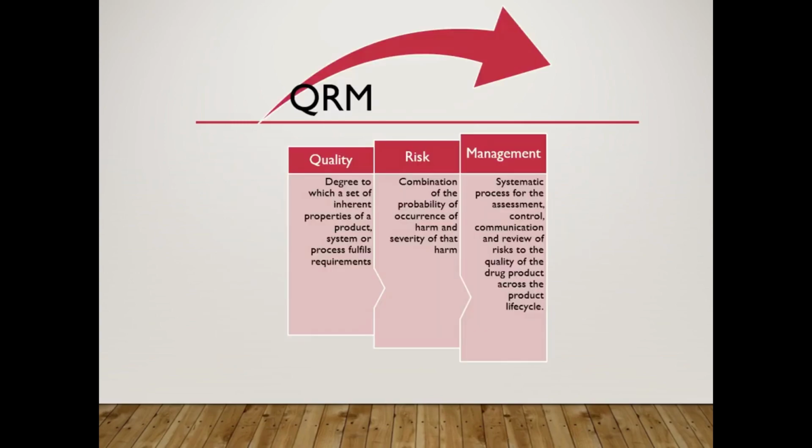This little slide here just shows the link between the three terms, quality, risk and management. Quality being the degree to which a set of inherent properties of a product, system or process fulfills requirements. Risk being the combination of the probability of occurrence of harm and the severity of that harm. And finally, management is a systematic process for the assessment, control, communication and review of risks to the quality of the drug product across the product life cycle. So it's just a little visual of what we spoke about previously.